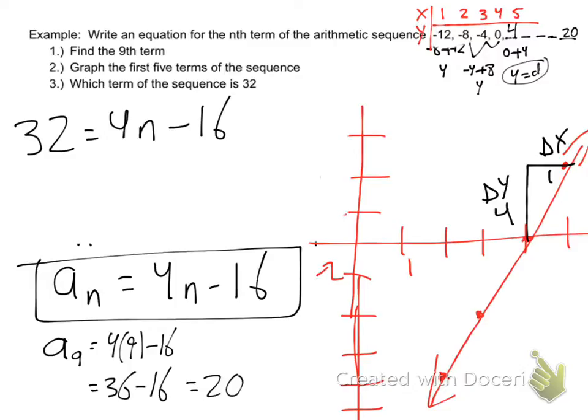Right? Which term? How do I figure this out? Solve for n. 48 equals 4n. Divide both sides by 4. N equals 12. The 12th term will be 32.